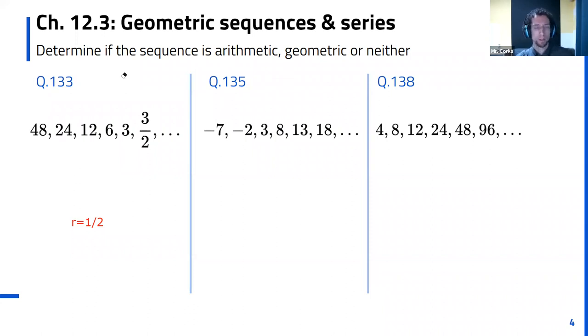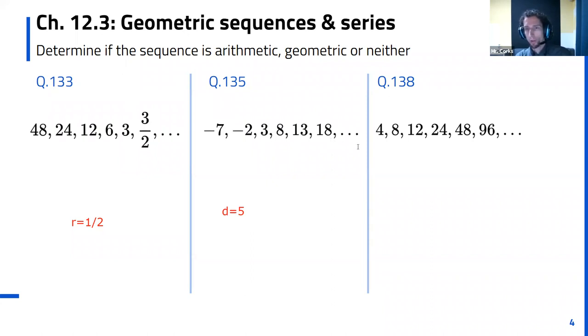Our second one, what do we have? Arithmetic. And what are you seeing there? Because the common difference is +5. Okay, so our d value is 5. We can see that: +5, +5, +5 with each of those.